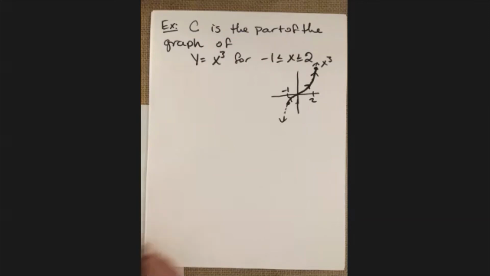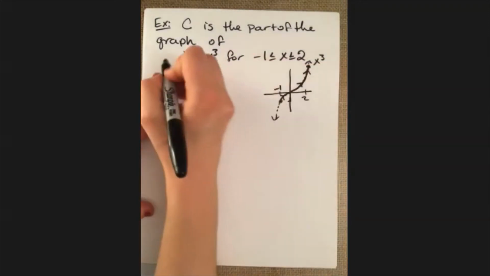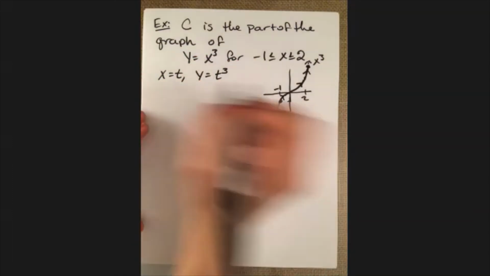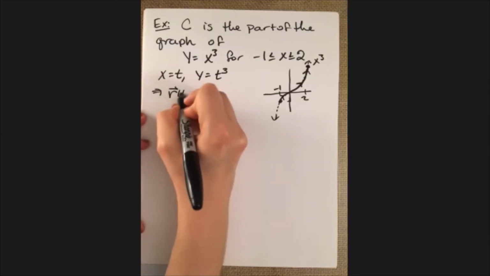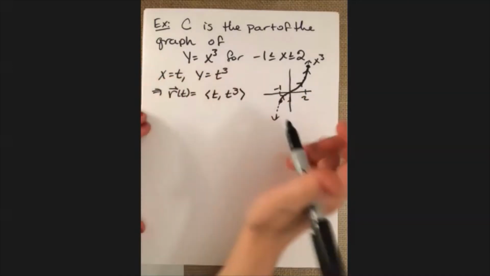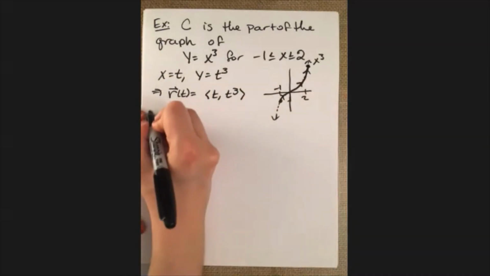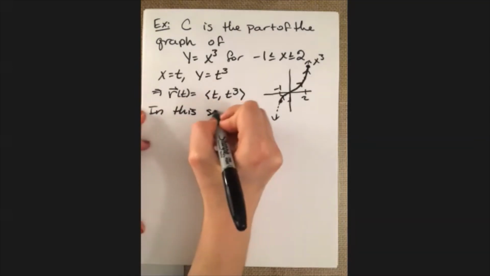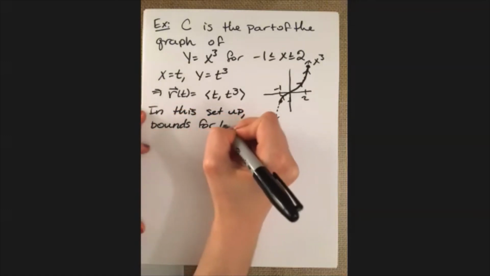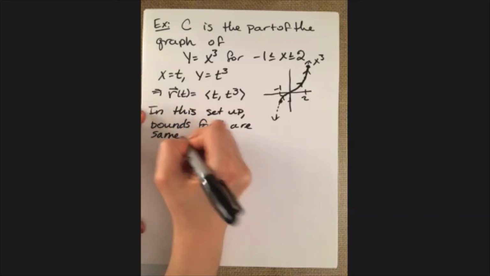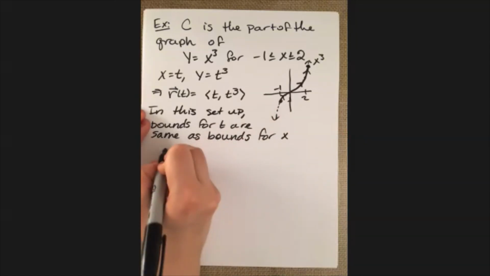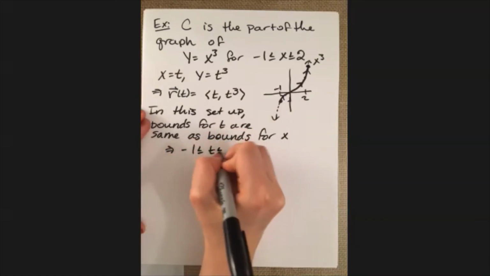So in this kind of setup, what we wind up doing is just a really simple substitution. We say x is equal to t and y is equal to t cubed. So then r of t is equal to t, t cubed. And since x is equal to t, the bounds of t are the same as the bounds on x. So that means that t has to be between -1 and 2.